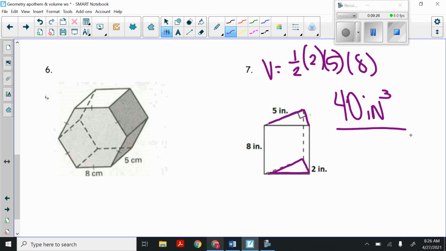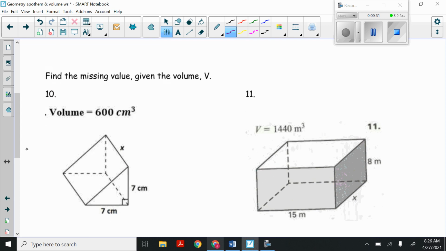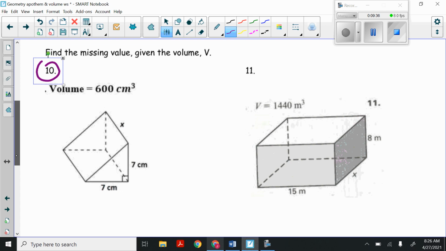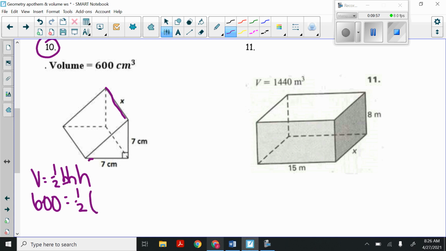Okay, so now we're going to go to the next page and look at number 10 together. Here they give me the volume and we have to find the missing length. So number 10, again, it's a triangular prism. They tell me that the volume is 600. We want to find the height of the prism. Again, I know that my volume is going to equal 1/2 base times height of the triangle times the height of the whole prism. They told me the volume was 600, so 600 equals 1/2 times this side and this side of my triangle, so 7 times 7, times the entire height, that's x. That's what we're looking for.